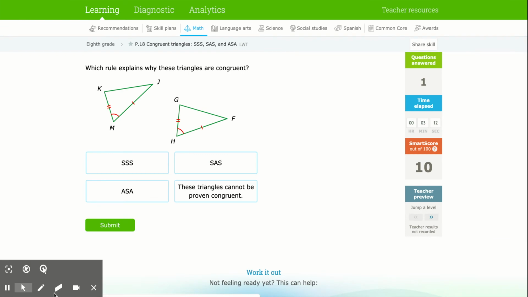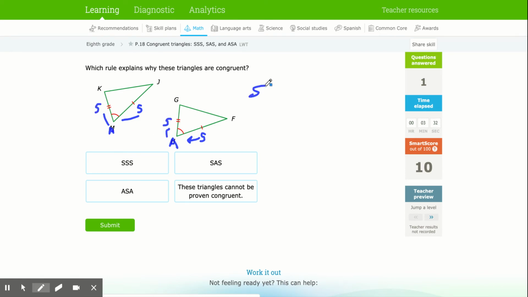Now here, again, what I'm going to do is find this single tick mark. That tick mark means this side is congruent to this side. Then I'm going to go to the closest angle that's congruent. There's an angle, right? And then I'm going to go to a side. And then I'm going to go to a side. So by side, angle, side, these two triangles are congruent, and that is one of our postulates, side, angle, side.